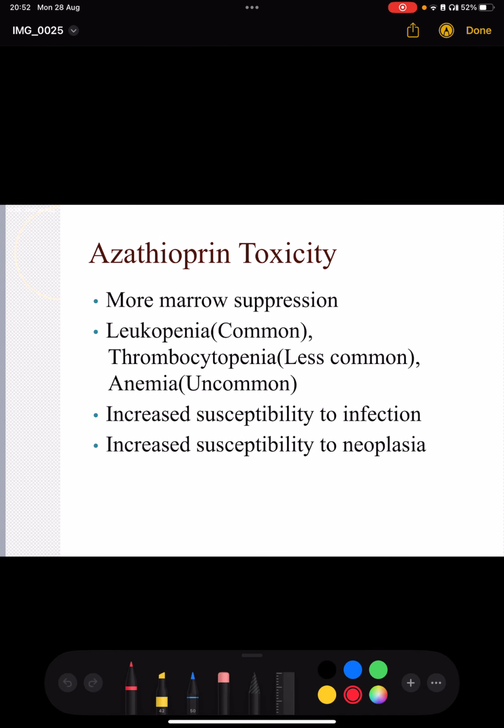Let's look at its toxicity. There is more marrow suppression than you would like sometimes. Leukopenia is common, decreased WBC count. That's the goal, right? To decrease the immune response, to decrease leukocytes. And there is thrombocytopenia, which is less common, but still does happen. And anemia is even less common than thrombocytopenia. But these are possible toxicities, as we've already discussed.